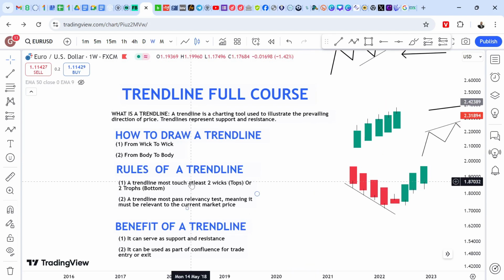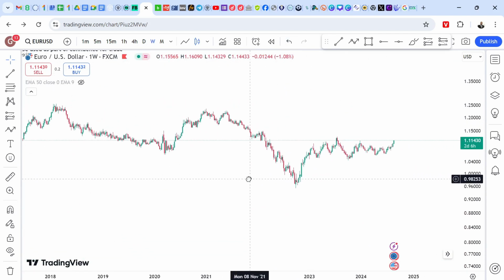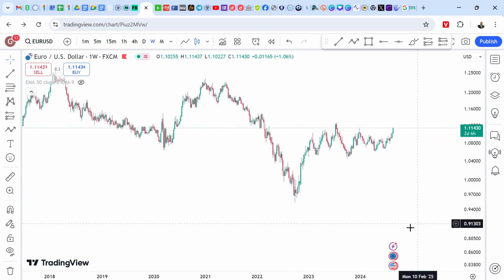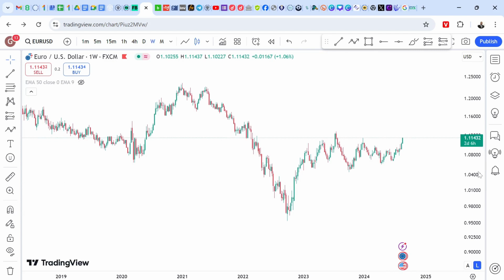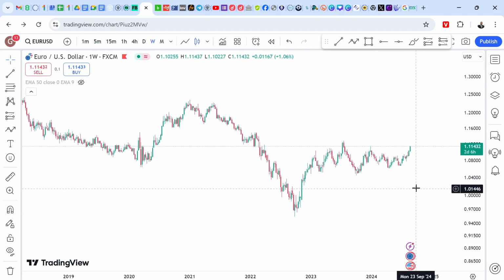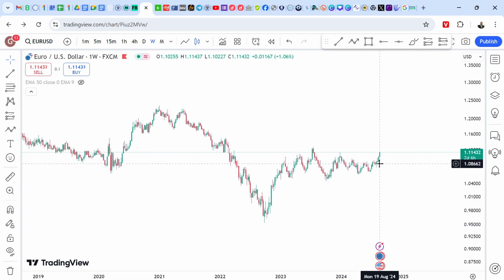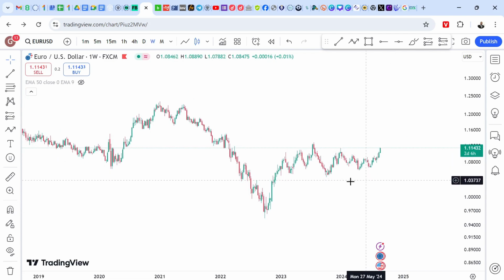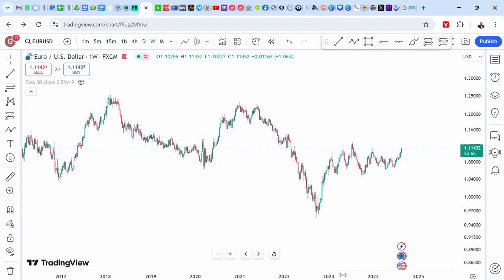So let's go into the right chart and spot it out. Now this is a weekly time frame of Euro USD. Like I said, number one thing is that trend line shows where the price is heading towards. If you look at this market now, price is heading up. This is a live trade right now. Price is heading up, but it also helps us know the type of market we are in.